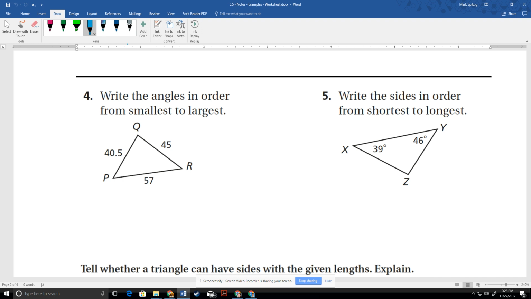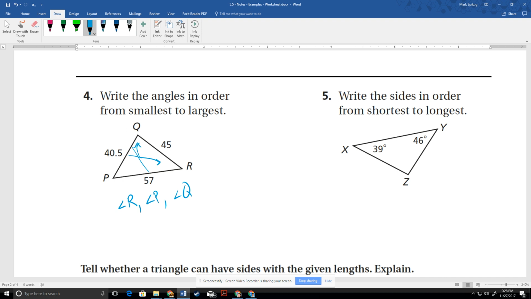So we're going from smallest to largest. The smallest side is this 40.5, and so opposite it would be angle R. So we know angle R is the smallest. And again, don't mess up on your smallest to largest. Then the one in the middle is your 45, right? So QR is the medium side, so the medium angle is going to be angle P. And finally, the largest side, 57, will lead us to angle Q. And of course, the opposite is true, right?